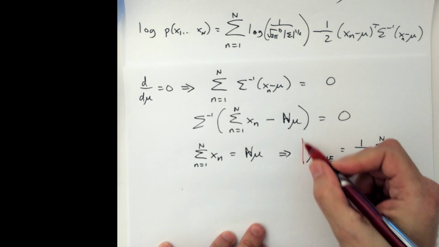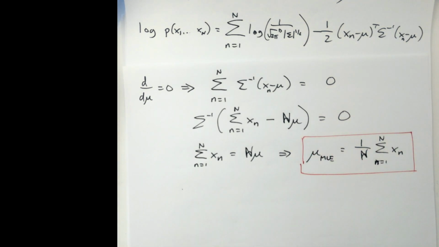And so this is a pretty reasonable result. This is like saying, if I want to estimate the mean of a distribution, what I should do is just take the average of all the values I saw, right? And that's a good measurement of what the mean is, okay?